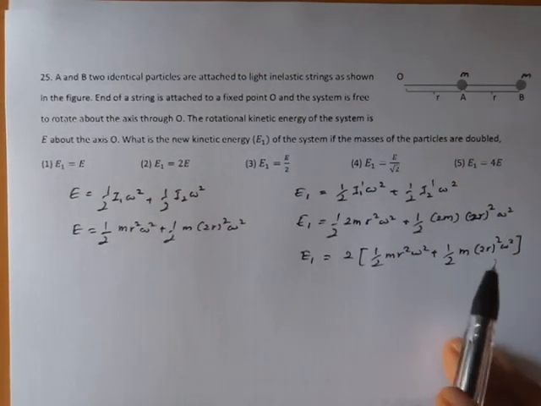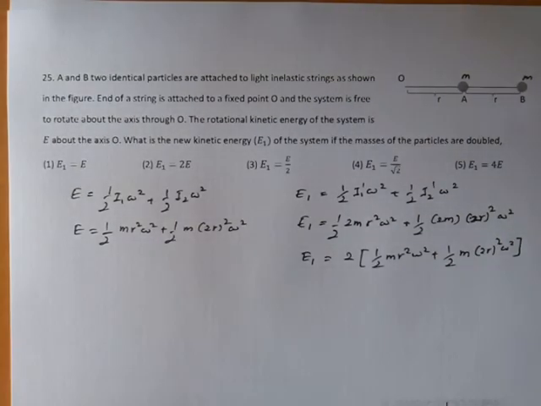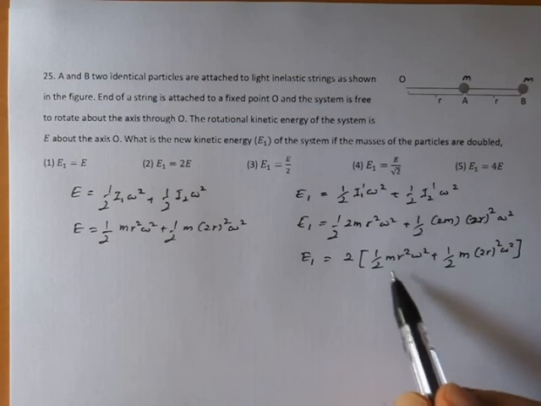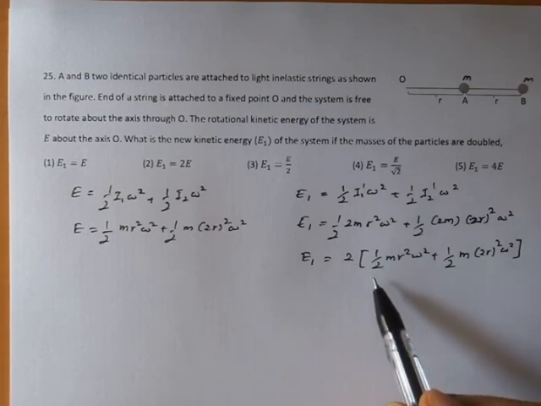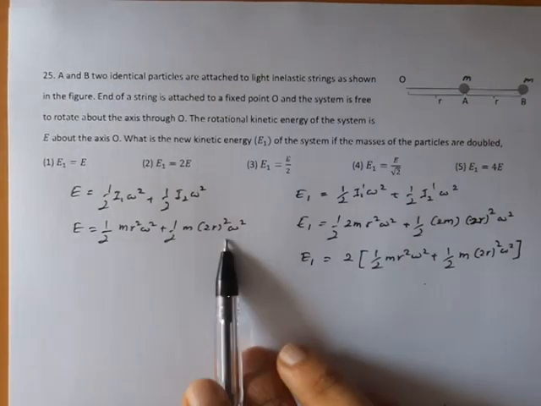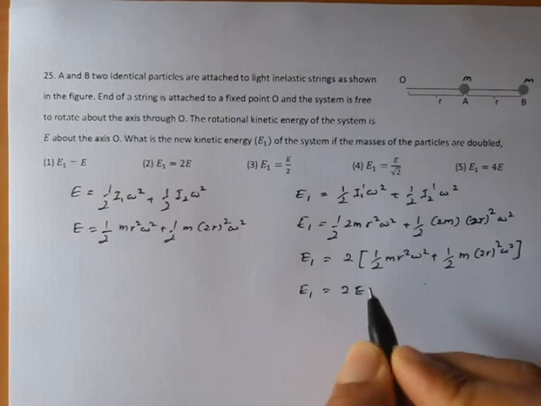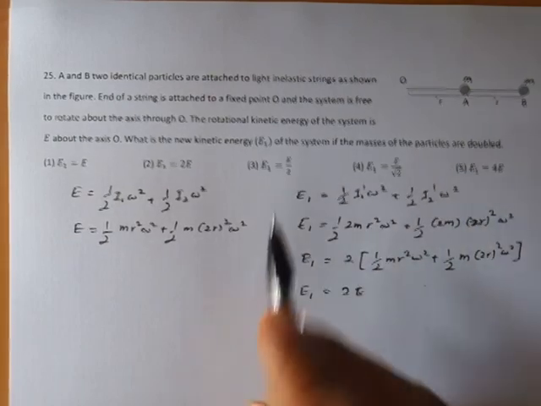If you want, you can simplify this further. That means you can add these two terms together, and here also you can add these two terms together. But we want to save time in the paper, so we have this term equal to this term, so I can write E1 is equal to twice E. So the answer is the second one.